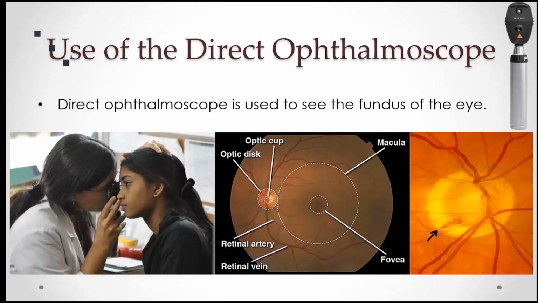So let us see the use of the direct ophthalmoscope. The direct ophthalmoscope is especially used to see the fundus of the eye. Here you can view a narrow view of the fundus, and it can also be used to examine the anterior parts too. But especially it is used to see the fundus of the eye.